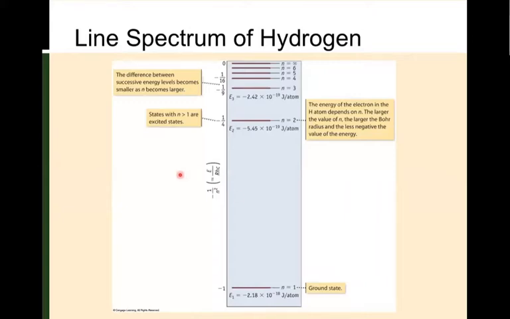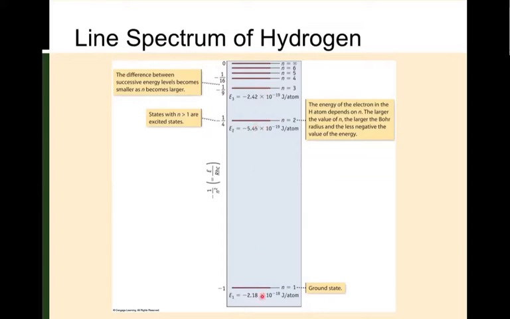So we can see how this is distributed here. So E1 here, this is n is equal to 1. So this is the most negative energy. This is the most stable. And then as we increase the value of n, we see that we increase the energy. So this is less stable. So as we go up here, what we see is that we're gradually increasing the energy.